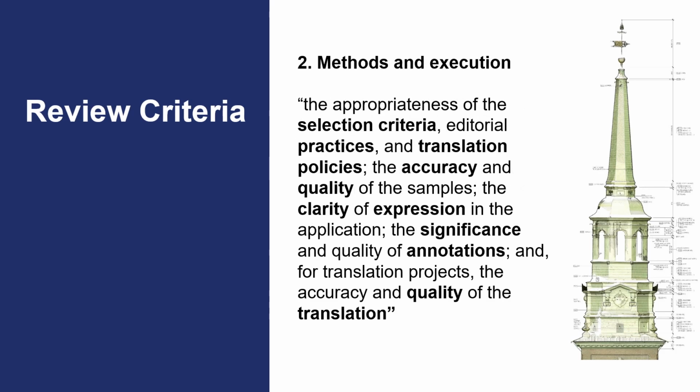The second review criterion is method and execution: the appropriateness of the selection criteria, editorial practices and translation policies, the accuracy and the quality of the samples, the clarity of expression in the application, the significance and quality of annotations, and for translation projects, the accuracy and quality of the translations.